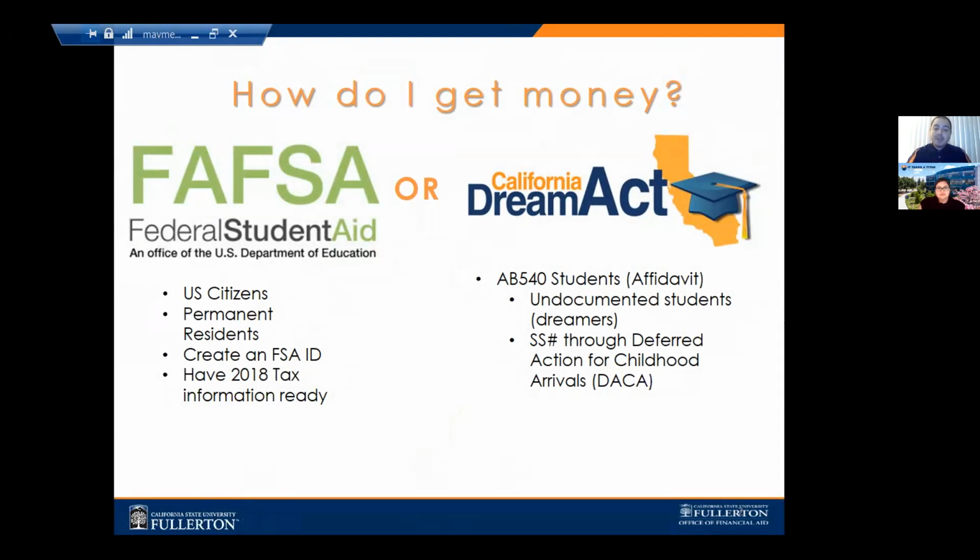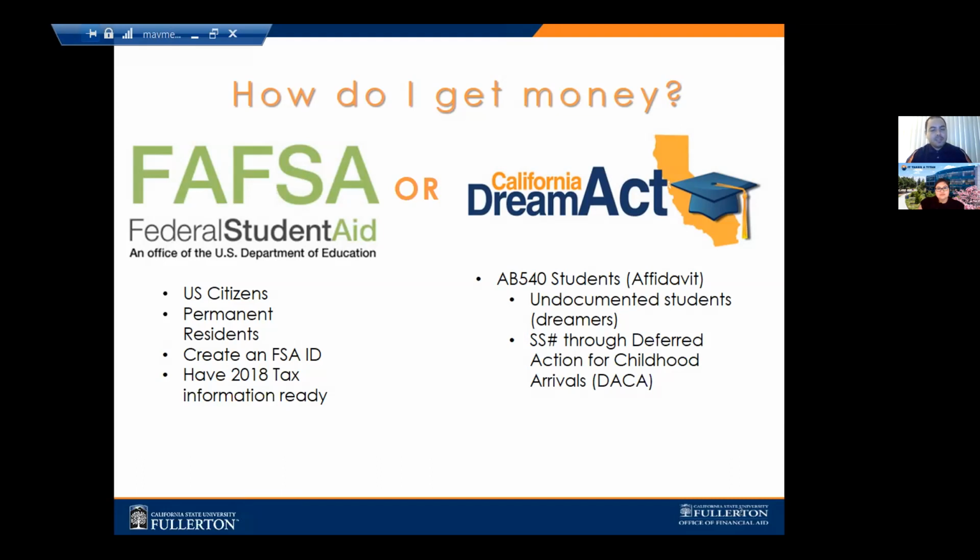This is the most common application we work with, but we also have a different application that some students are eligible for. And this is the California Dream Act application. We like to call it the CDA. And this is an application that is available for anybody who is an AB 540 eligible student. This is a student who is typically undocumented and who may have received a Social Security number through the Deferred Action for Childhood Arrivals, otherwise known as the DACA program, through the Executive Action.